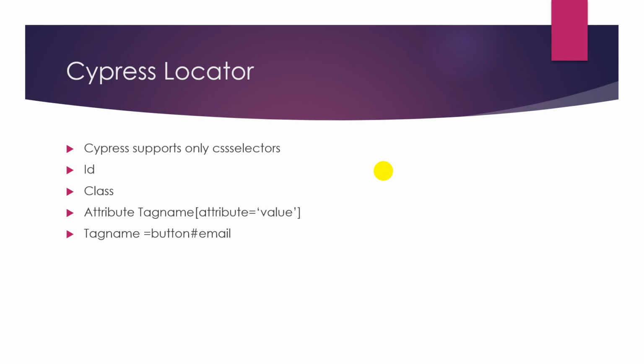We are learning Cypress. Till now, we have seen how to open the Google page. In today's lecture, we will see about the Cypress locator. If you know the Selenium locator, then it is very easy for you to understand the locator strategy. So first thing, what is a locator? A locator is the position of your web UI element.